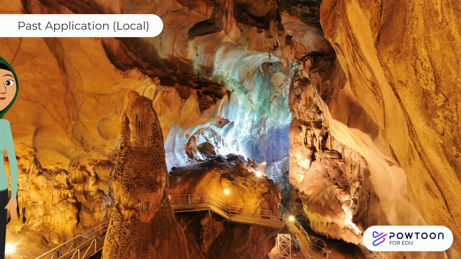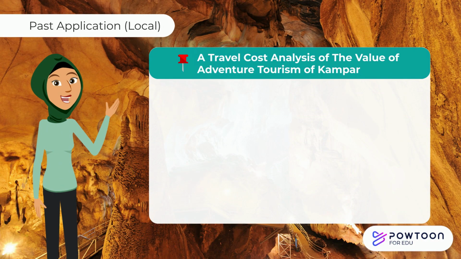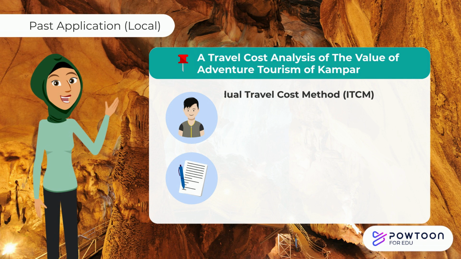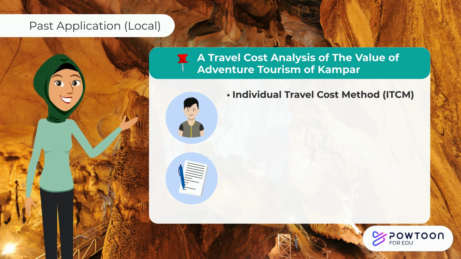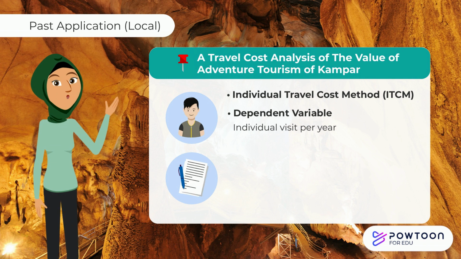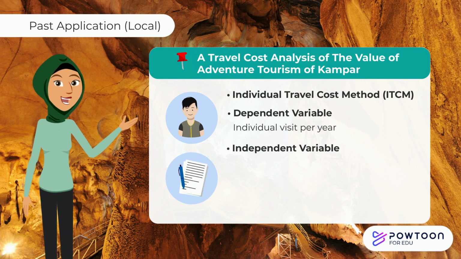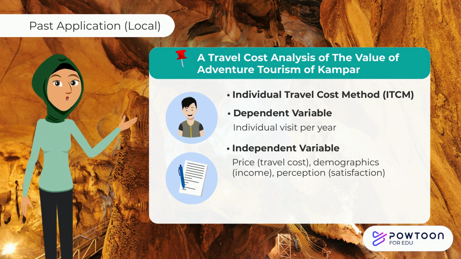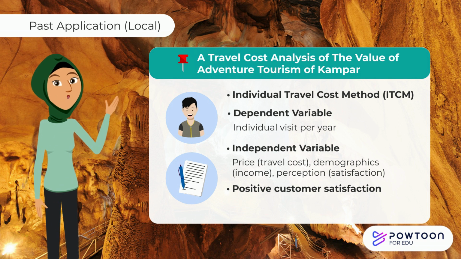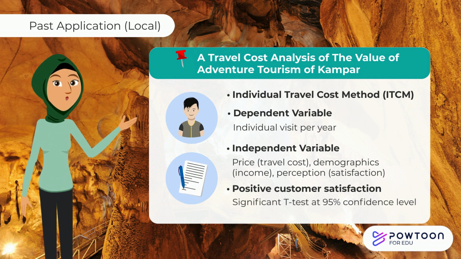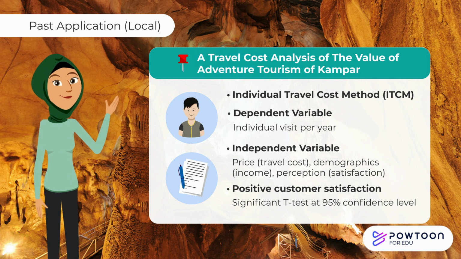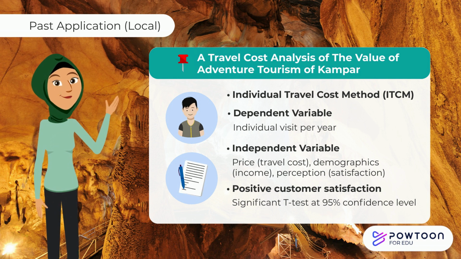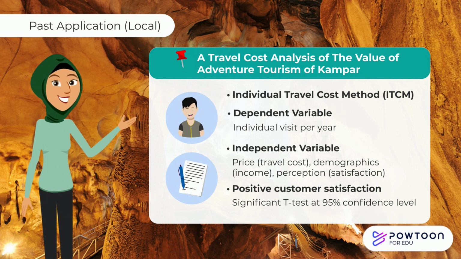A travel cost analysis of the value of adventure tourism of Kampar. Face-to-face interviews with a structured questionnaire were used in this study, employing the individual travel cost method, ITCM. The dependent variable is individual visits per year, representing quantity, with independent variables including price, travel cost, demographics, income, and perception, satisfaction. Positive customer satisfaction with operators' service quality, signifying participants' contentment, is supported by a significant t-test at a 95% confidence level. The positive coefficient implies that increased satisfaction with service quality is likely to boost visitation and participation in adventure tourism activities.